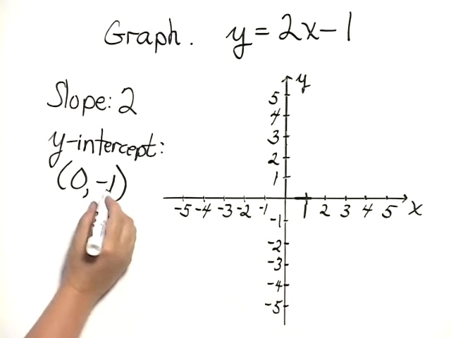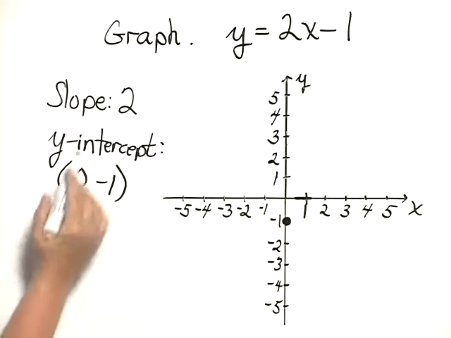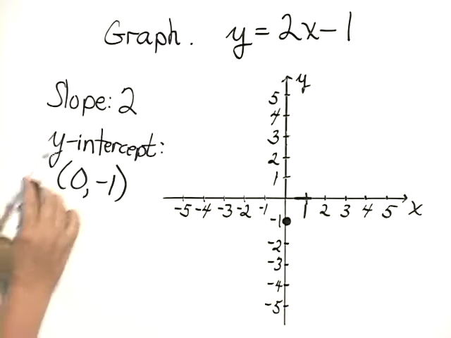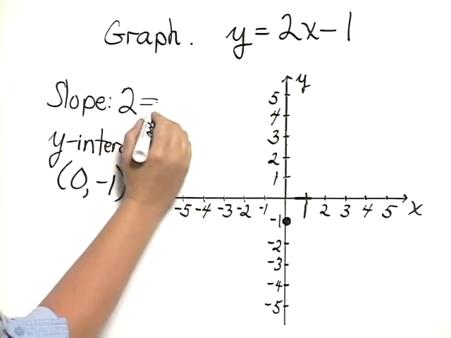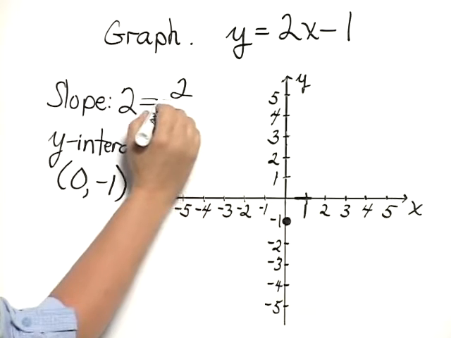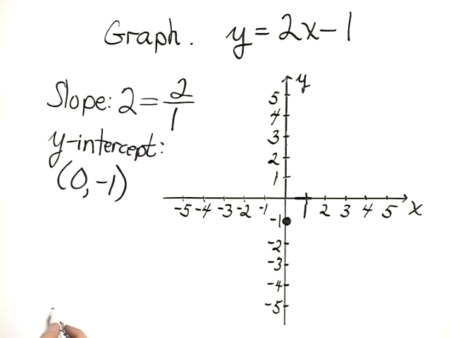We take the y-intercept, 0, negative 1, and plot it. And then we count off the slope. Now the slope we count off as rise over run. So we need to write this as a fraction. We can write this as 2 over 1. 2 would be the rise, 1 would be the run.